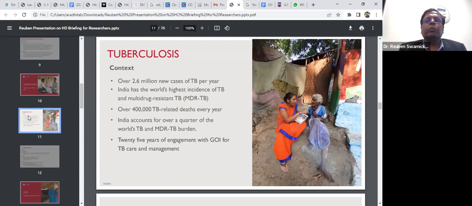We have been working for over 25 years with the government of India, and a number of changes have been made, but all of us still need to be worried that even after a quarter of a century, we're still having 400,000 deaths every year. Next slide, please.